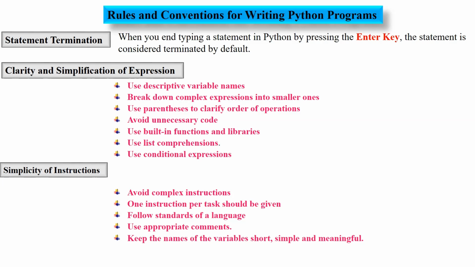Next is to use conditional expressions. Use conditional expressions to simplify if-else statements, particularly when the statements are simple. By applying these tips, you can create more clear, concise, and understandable expressions in your Python code. Next rule is simplicity of instructions. Here you have to avoid complex instructions. One instruction per task should be given. Follow standards of a language. Use appropriate comments. Keep the names of the variables short, simple, and meaningful.